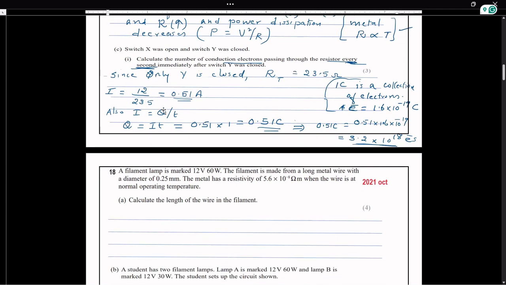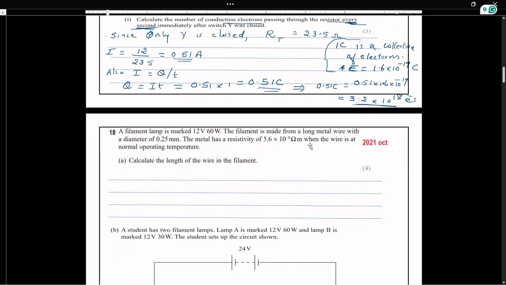Now let us move on to the next question. A filament lamp is marked 12 volt 60 watts, and the filament is made from a long metal wire with a given diameter. The diameter is given, the resistivity is given, and they are operating at a normal temperature. Calculate the length of the wire in the filament.